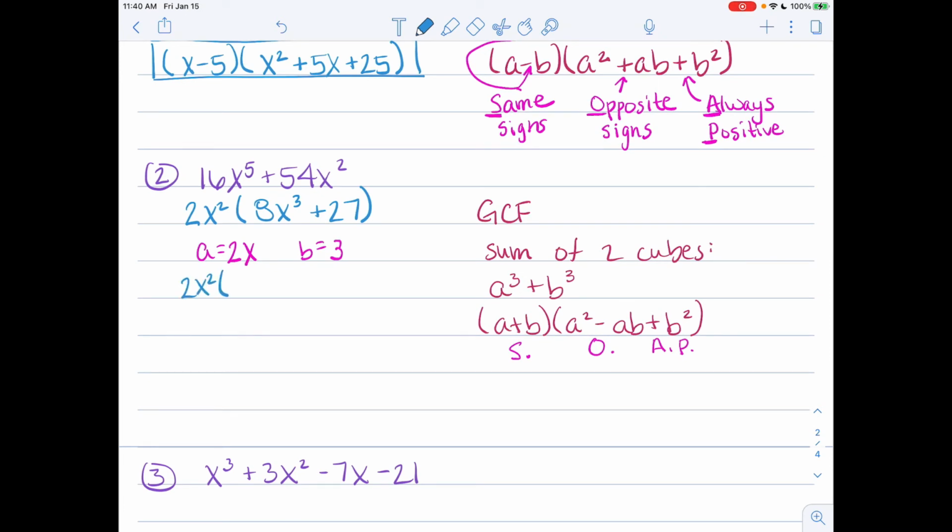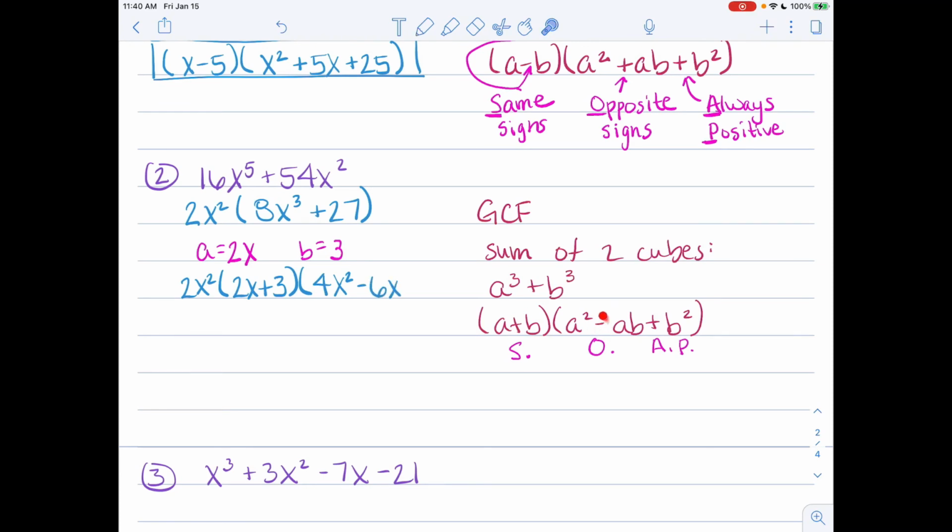2x squared. And then we're going to have a plus b, 2x plus 3. Next is a squared, so 2x squared. It needs to be this entire quantity, so that means that we are squaring 2 and squaring x. 2 squared is 4, and x squared is x squared. I need to subtract a times b. A is 2x and b is 3, so I need to combine 2 and 3 by multiplying. That's going to give me a 6. So minus 6 and an x.